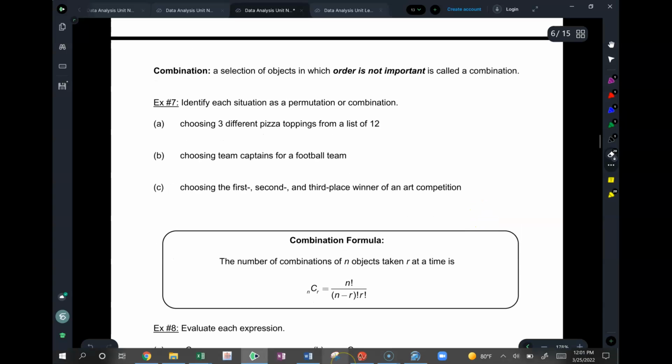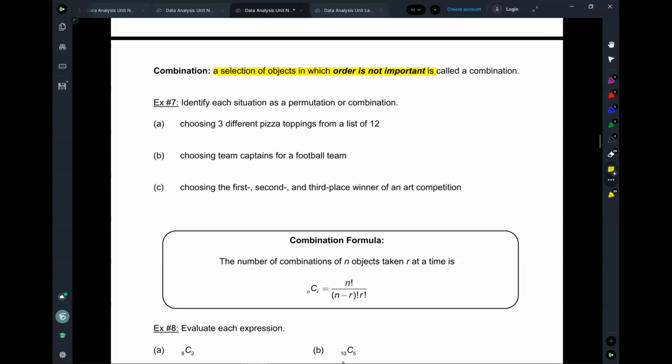Okay, so a combination is a selection of objects in which order is not important. So let's identify each of these as a permutation or a combination. Choosing 3 different pizza toppings from a list of 12. Doesn't matter if you choose mushroom, pepperoni, then olive, or olive first. No, the pizza will look the same regardless, so that's a combination. The way the pizza looks at the end of the day, will it matter if you chose them in a different order?